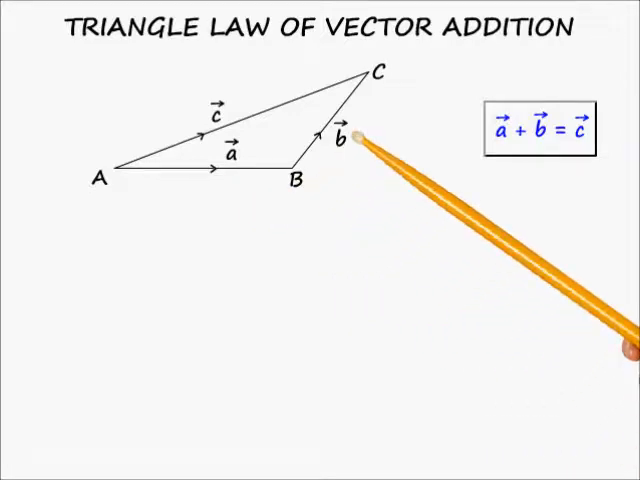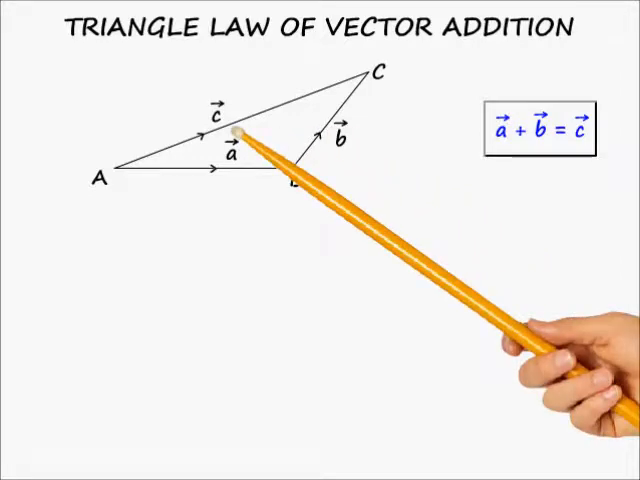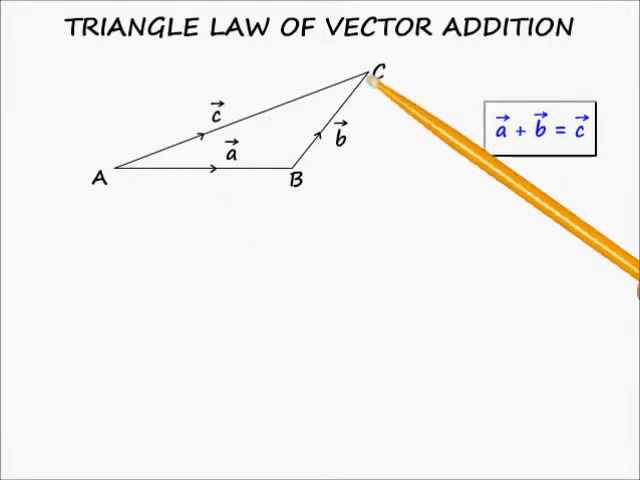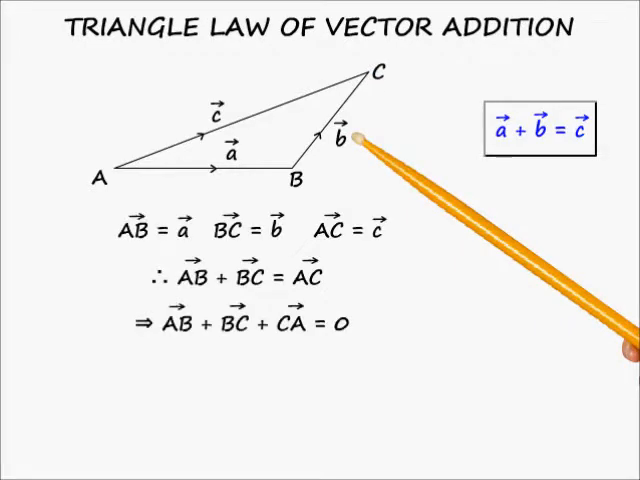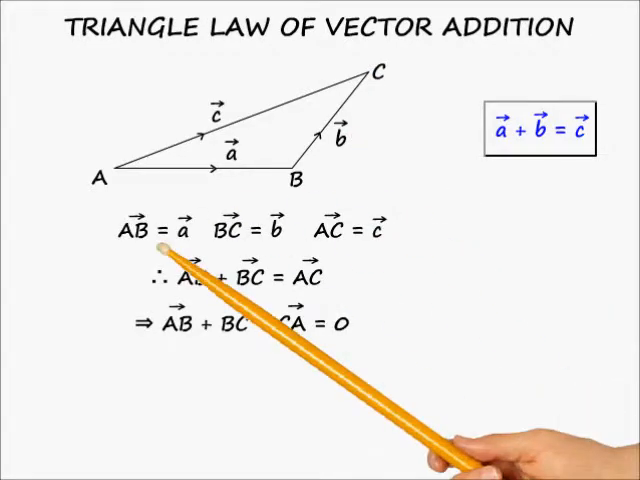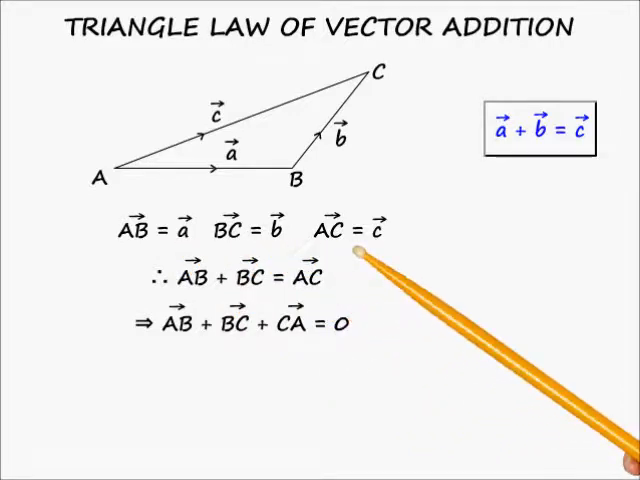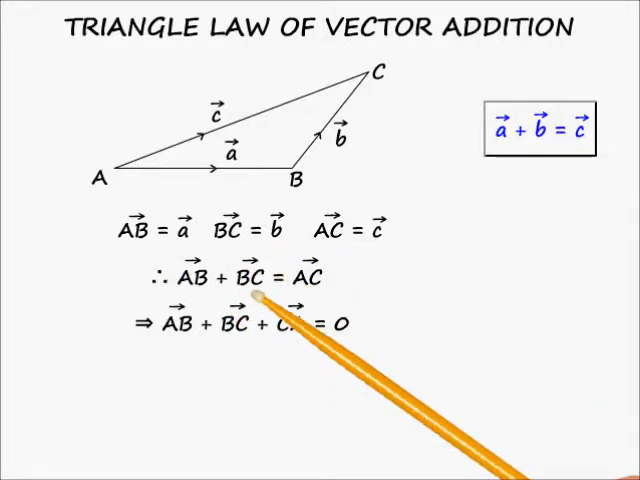then their sum is represented by the third side of the triangle taken in reverse order, where reverse order means that the third vector's initial point is not coinciding with the terminal point of the second vector. Here AB equal to A, BC equal to B and AC equal to C. Therefore, AB plus BC equal to AC.